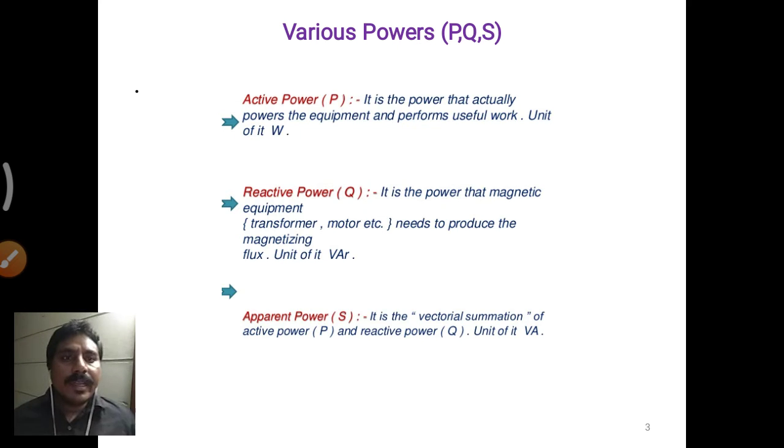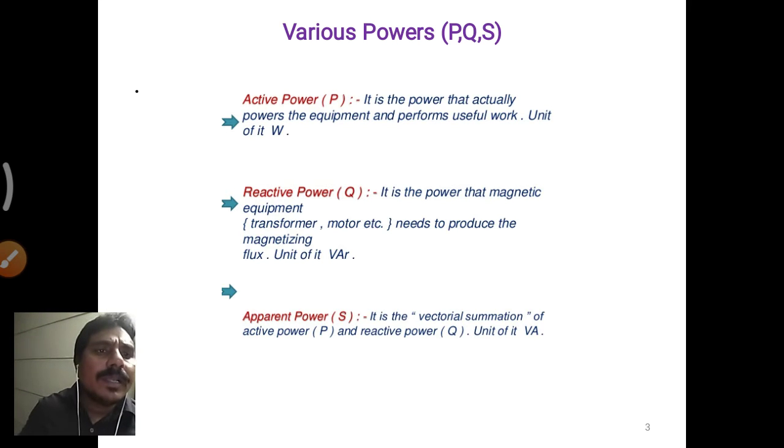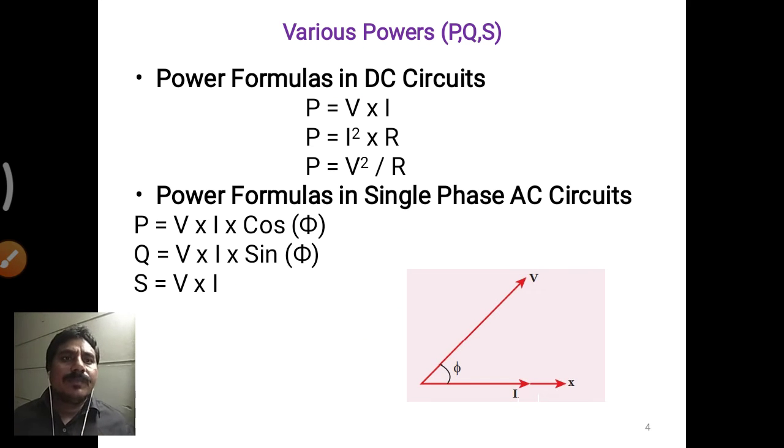So the unit for reactive power is var, and the third power is apparent power, represented by capital S. This is the vectorial sum of the active power and reactive power. The unit for apparent power is volt amperes.